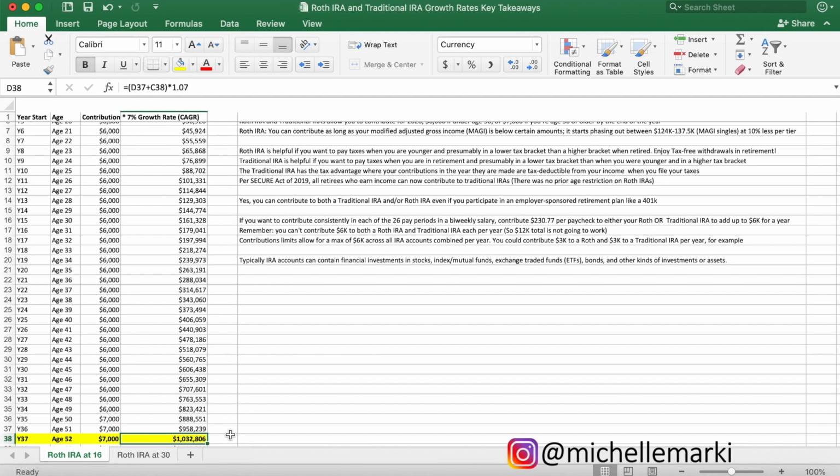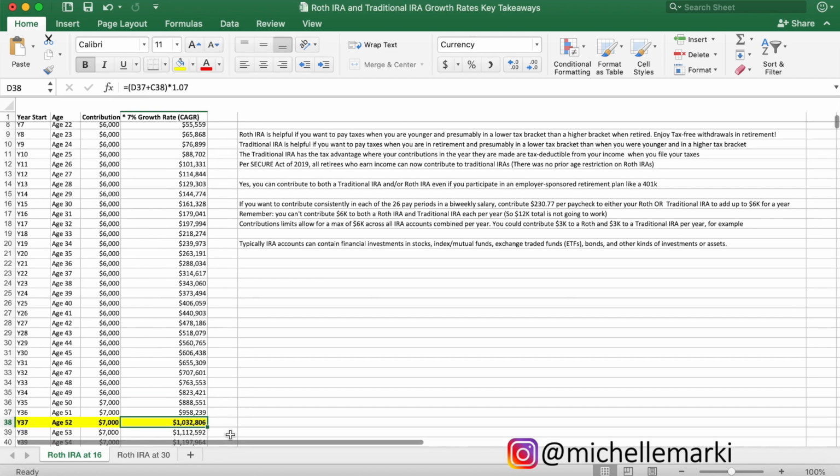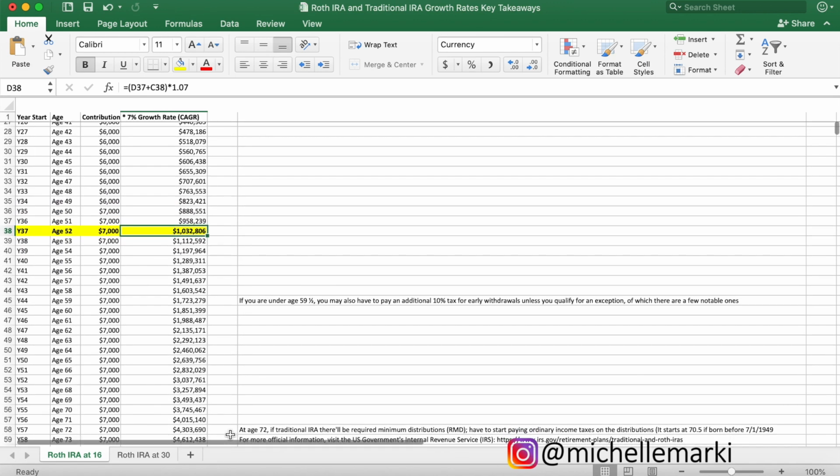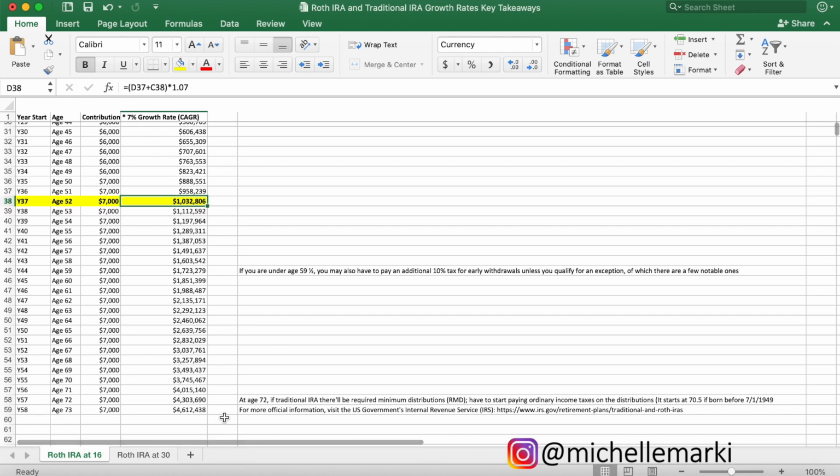And that's pretty great if you only need $1 million to retire at age 52 and cover the rest of your life expenses. If not, you could keep working and contributing every year to your IRA accounts, and by age 73, have a nest egg of about $4.6 million and retire at that time with hopefully a comfortable amount of money saved in your investments in one or both of these kinds of IRAs or other kinds of retirement vehicles.